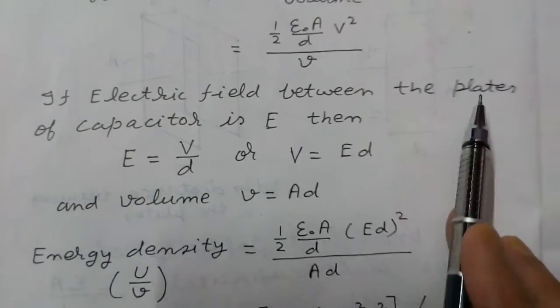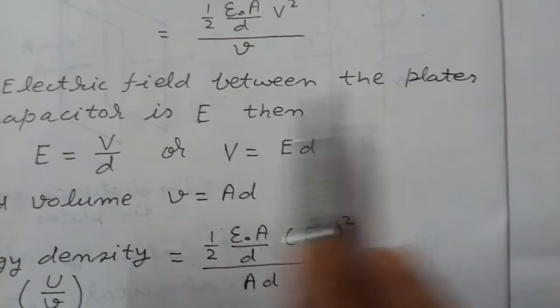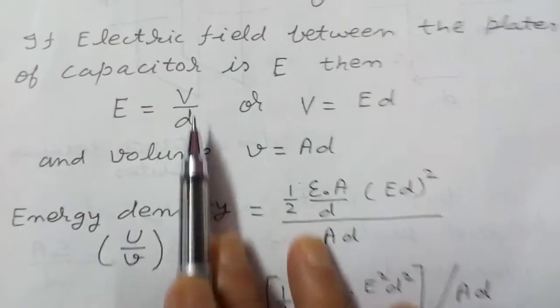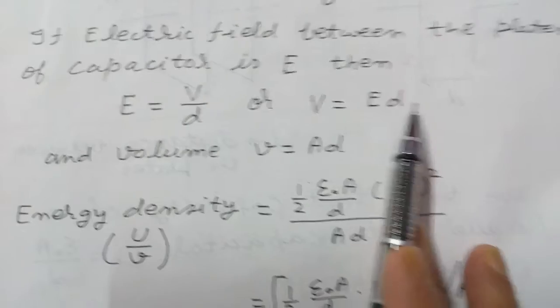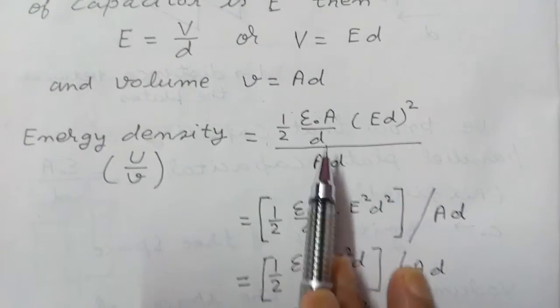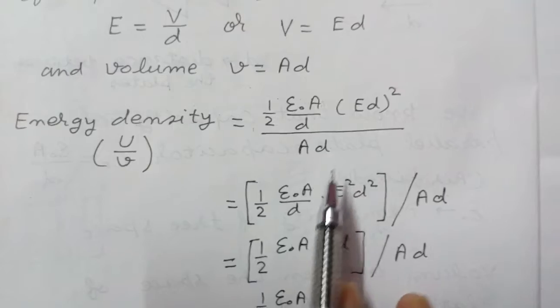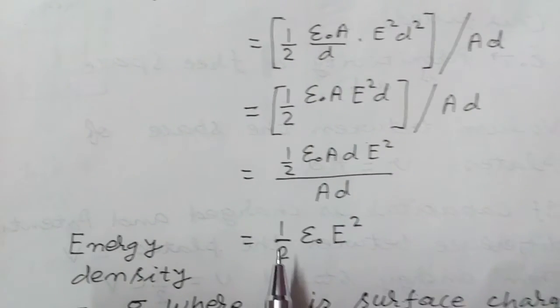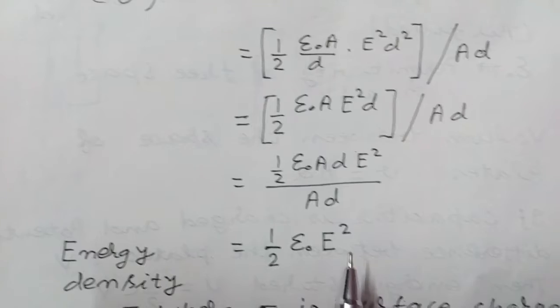If electric field between the plates of capacitor is capital E, then we know that E is equal to V upon d, or V is equal to E into d, and volume small v is equal to A into d. So put these values here and solve it. You will get energy density is equal to half epsilon naught E square.